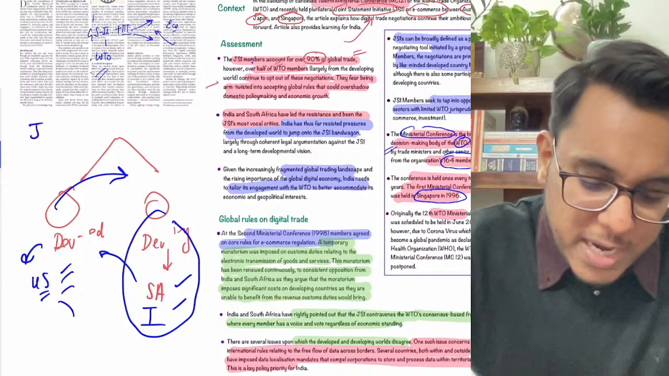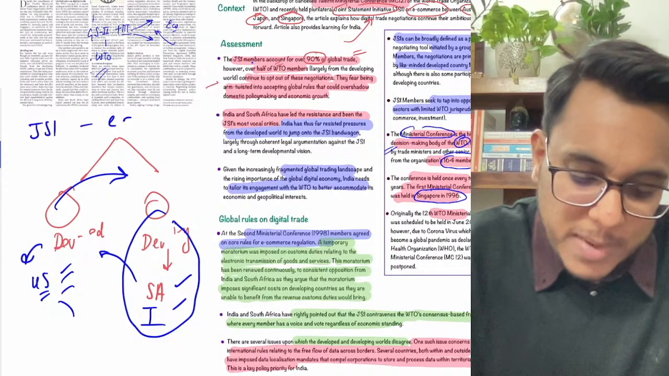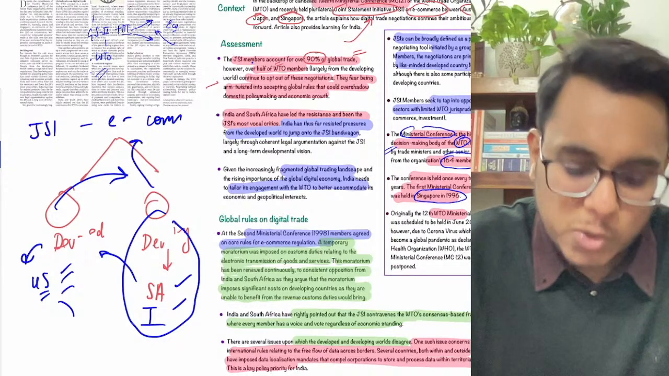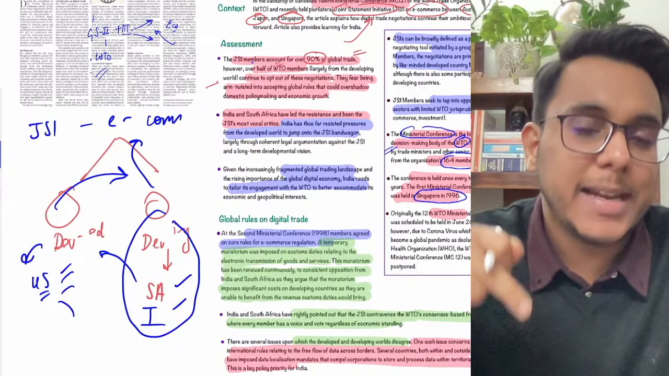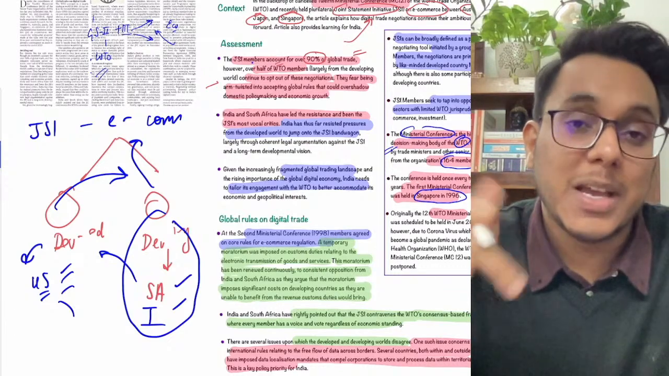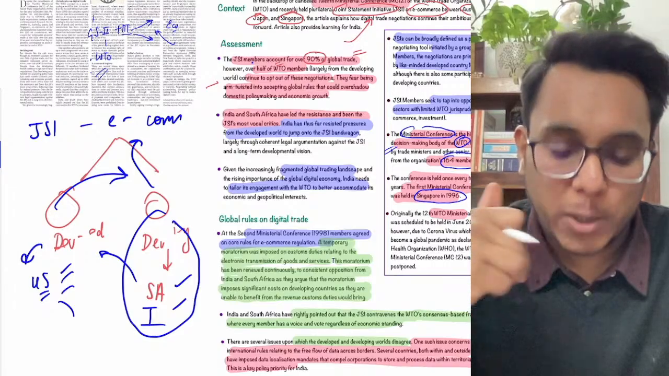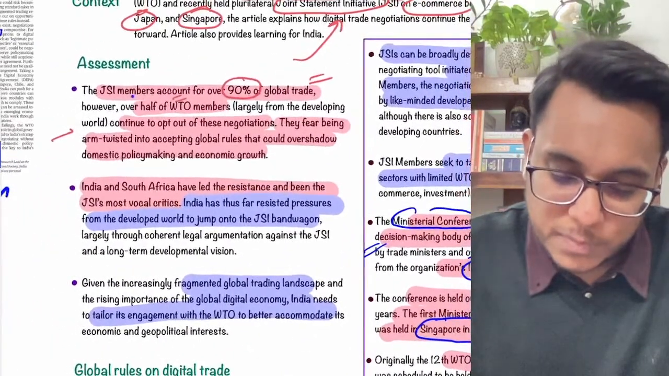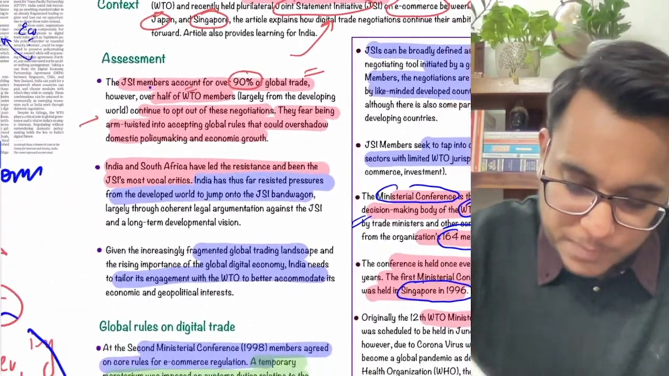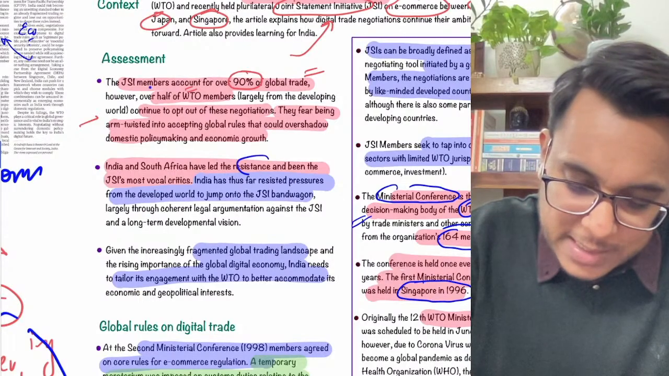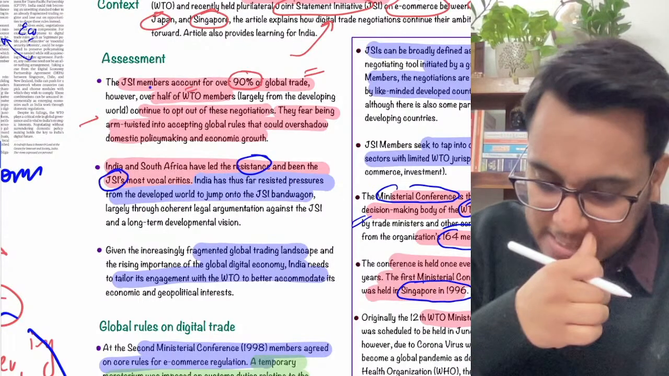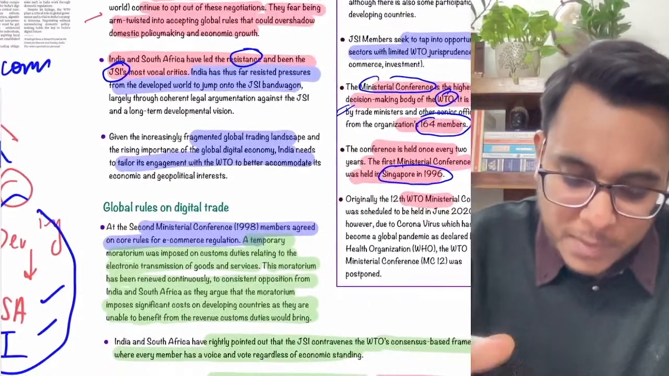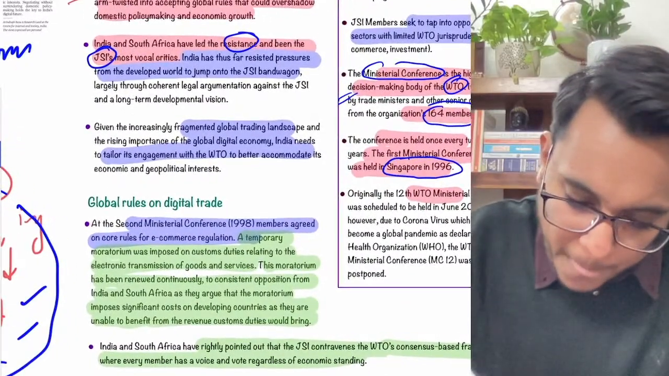Now in the JSI, e-commerce is being discussed. So on e-commerce also, the developing countries such as India and South Africa have certain problems. We'll see what problems are there in this JSI. Now, what has happened? India and South Africa have led the resistance against these JSIs. Okay. Now what has been there? Understand this particular thing.